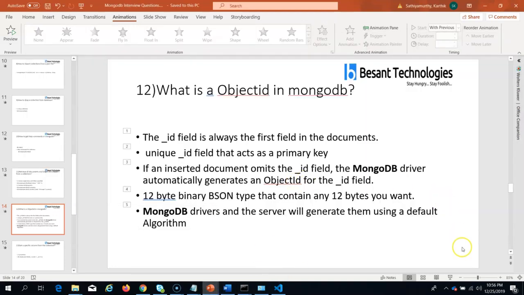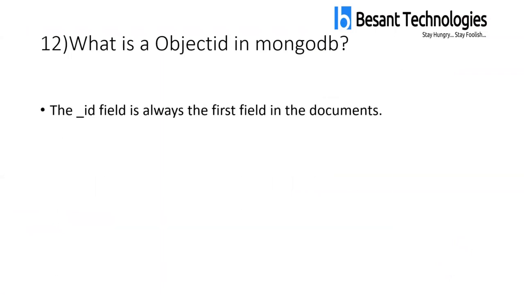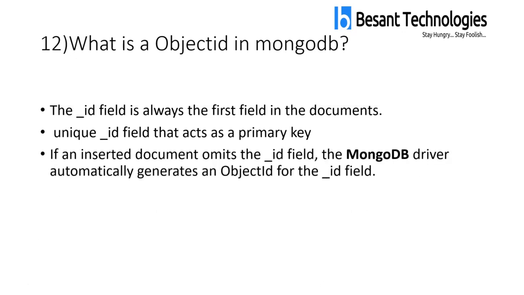So the object ID comes for _id, right? The _id field is the first field in any document you take, and it is the only field which is unique in MongoDB. In MongoDB there is no structure, but in any document there should be an _id. If you don't give an _id, then the MongoDB driver automatically generates this ID for you. It generates an object ID. Object ID is nothing but a data type.